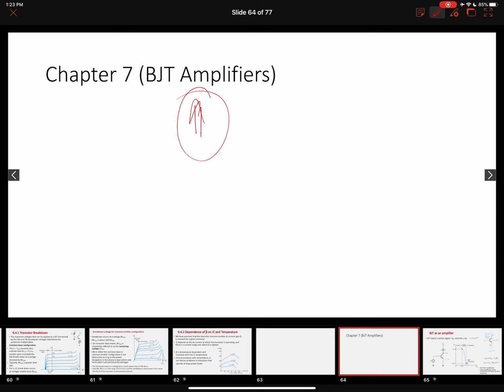So we have one more week left in which we are going to discuss in more detail the BJT amplifiers.